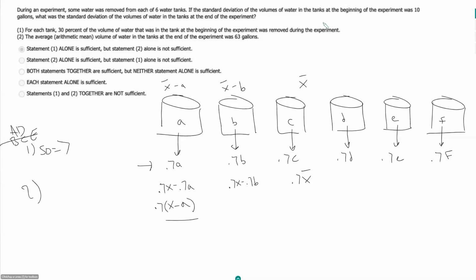Say I had 100 gallons total before. Well, I could have removed 37 gallons from one of my tanks, or I could have spread that out across 2 tanks, or I could have spread that out evenly across all of my tanks. And all of those cases are going to result in different standard deviations. I don't know what those standard deviations are, but without knowing something about how the removal of the water was distributed, I can't really say anything about what my new standard deviation is going to be. So statement 2 is going to be insufficient.